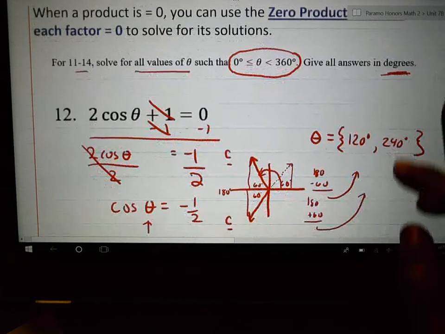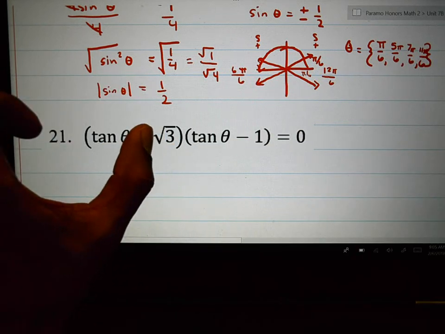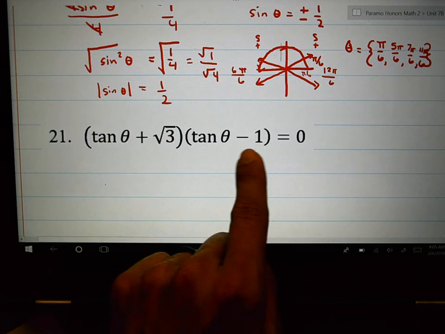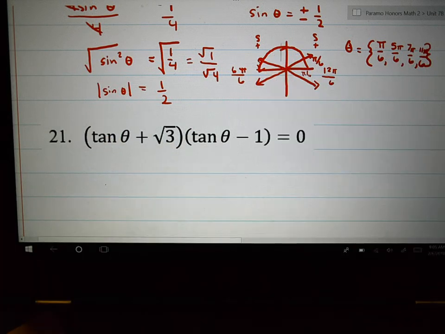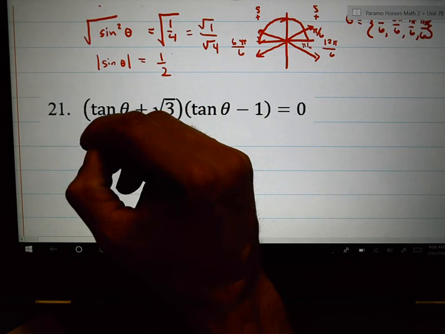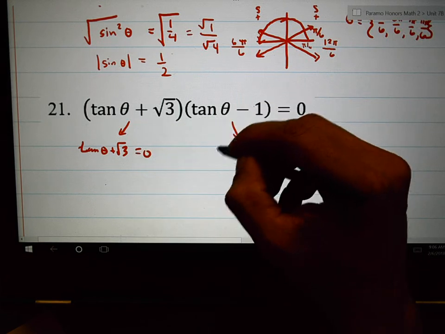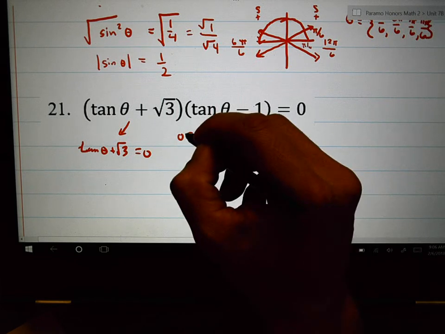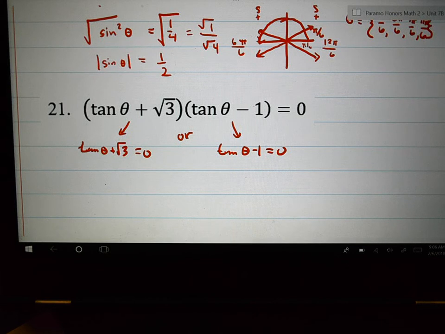So what does that mean? That means this times this equals 0. Then by the definition of the 0 product property, either this factor has to equal 0, or this factor has to equal 0. Otherwise, it would never multiply to equal 0. That's how it works. There's only two possibilities. Either the tangent of theta plus root 3 should equal 0, or the tangent of theta minus 1 is equal to 0. I'm going to put an or right there. It's either this has to equal 0 or that has to equal 0. And we're going to solve each one of those separately.